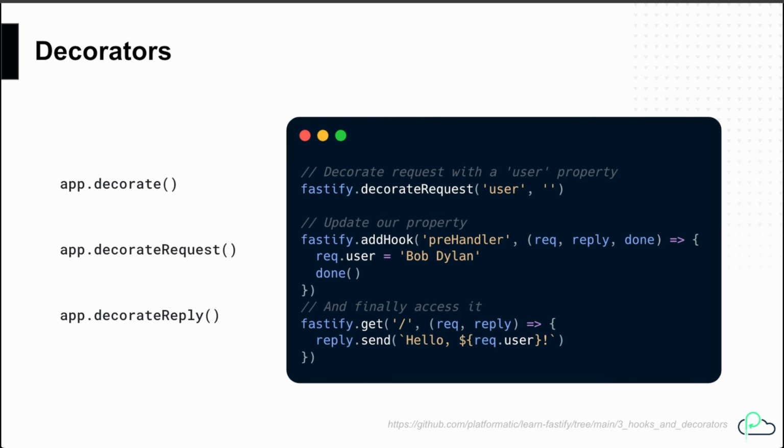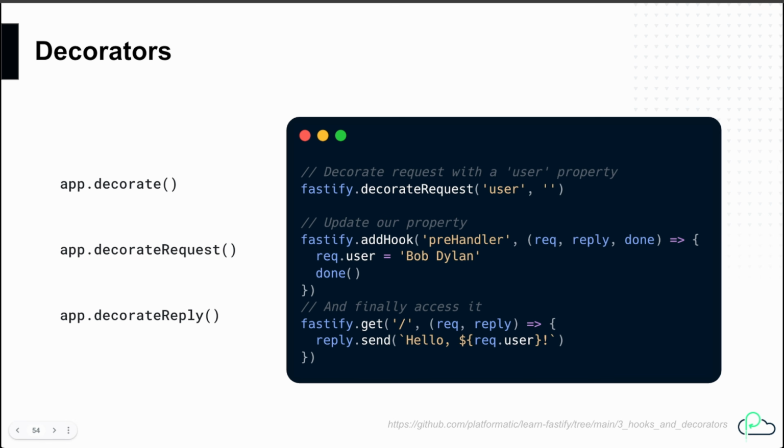The concept comes to the question of how you share decorators. Imagine that you want to attach the concept of who is the current user of a given incoming request. So you will use a decorateRequest and call it a user property. And now you can use a preHandler hook to set req.user, so that all your routes will have the concept of the current user being specified.